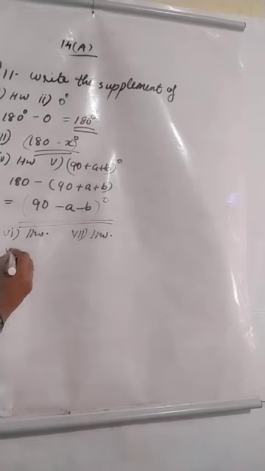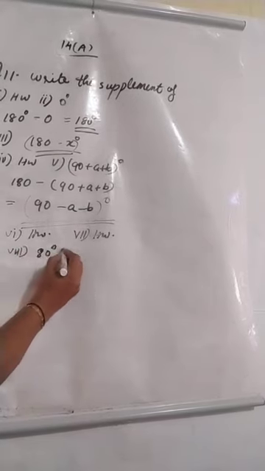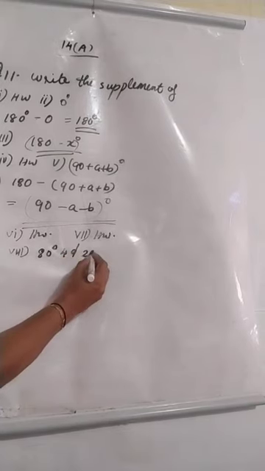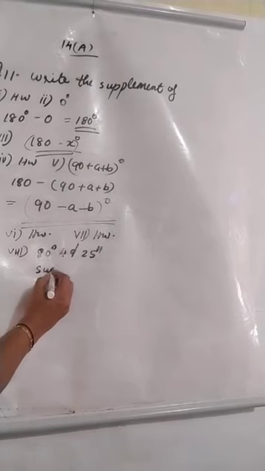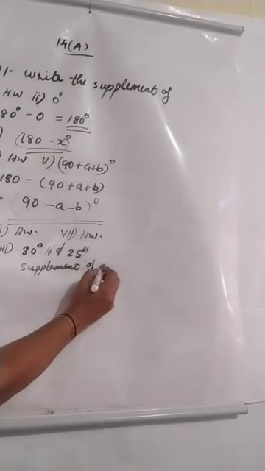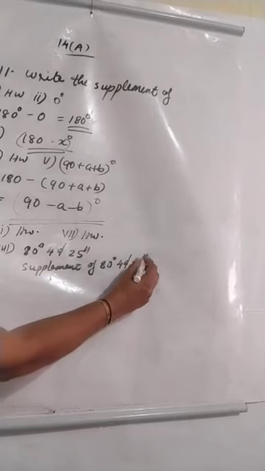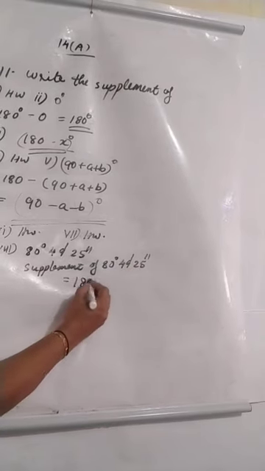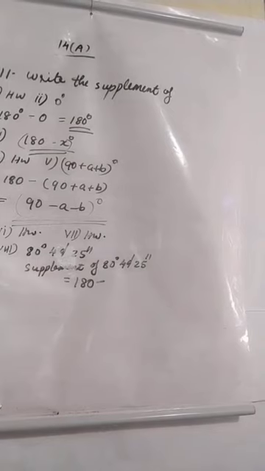Now the eighth question. Eighth question is, find the supplement of 80 degree 49 minutes and 25 seconds. So how can we find the supplement? Yes, to find the supplement, we have to subtract this angle, 80 degree 49 minutes and 25 seconds, from 180. Supplementary angles means they make the sum 180 degree. You learned that. So to find the supplement, you just subtract that angle from 180 degree.